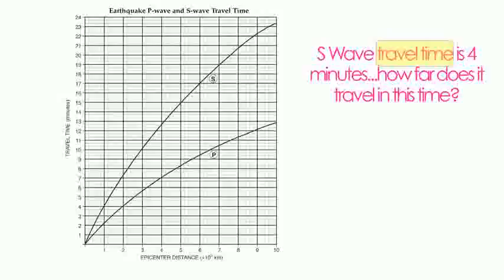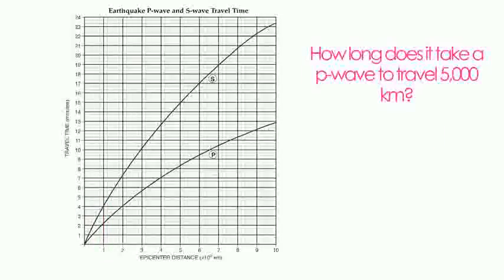Okay, so they actually give you a 4-minute travel time. So you find the travel time of 4 minutes. We want to know how far did it travel in that time. So you follow it over to your S-wave, you follow it down. It turns out to be about 1,000 kilometers. Okay? So those are some of your basic problems like that. Let me show you another one.